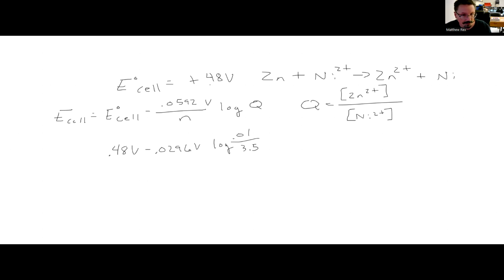What we should have is 0.48 minus a negative 0.0753. So 0.48 plus that, we get 0.555. Out of the options, if you round, 0.56 volts.